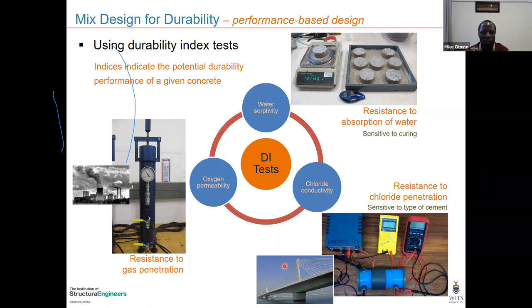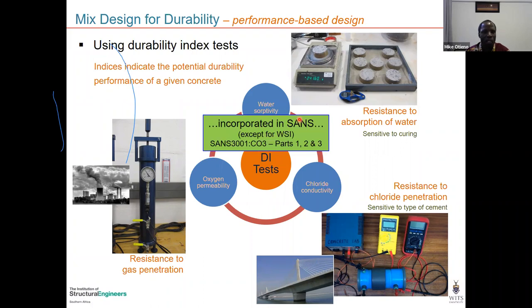It's mainly useful for marine environments, coastal areas that have high chloride contents, because this causes steel corrosion. So I've already indicated these tests have been incorporated into SANS. If you are interested, you can have a look at SANS 3001:CO3. There's part 1, 2, and 3, except for the water sorptivity index that we are still working on.